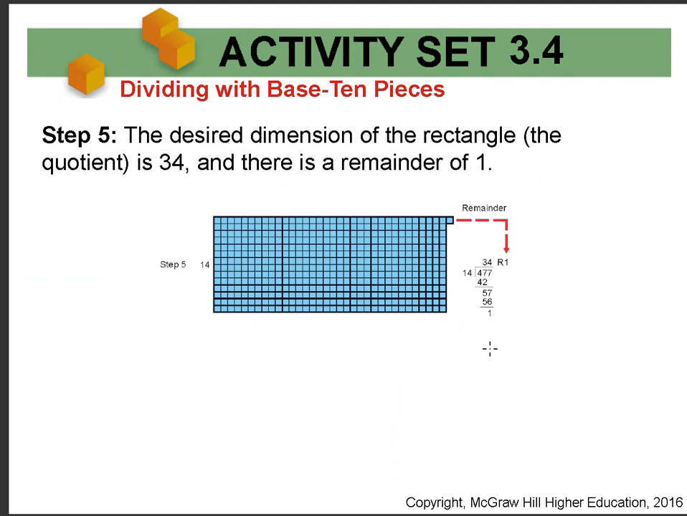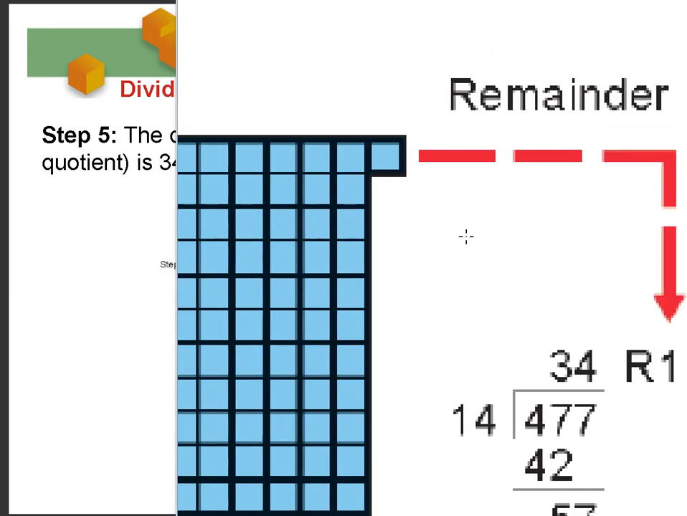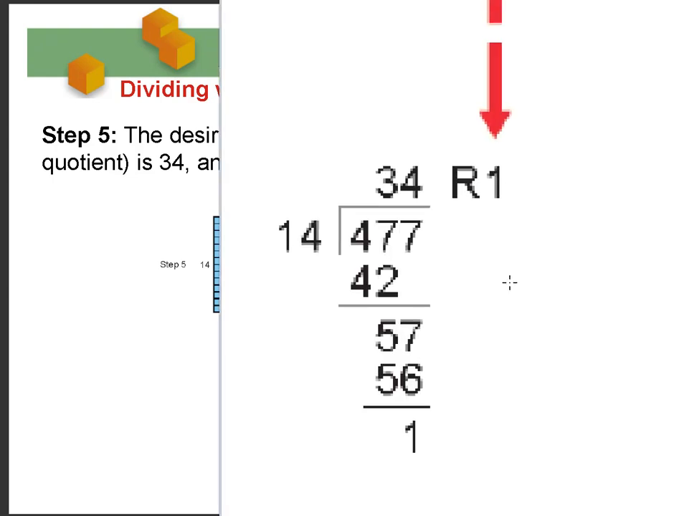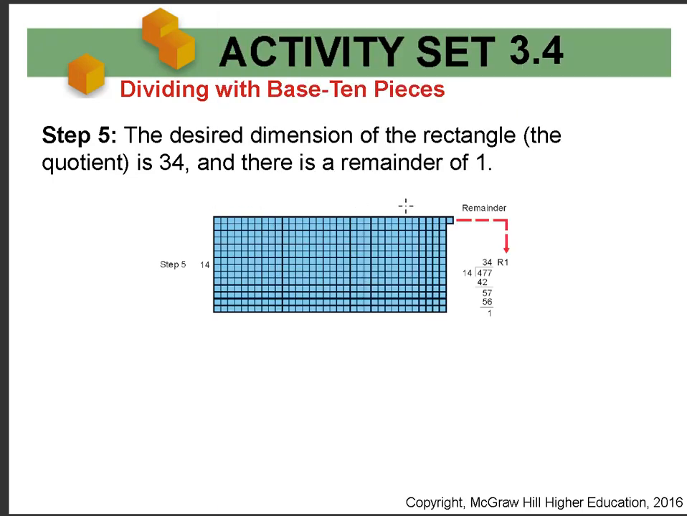And then finally, for step 5, we notice we just have a remainder of 1. So you can see we've made our rectangle. It's 14 on this dimension, and then here 34 across the top. So the pieces match the standard paper and pencil algorithm.